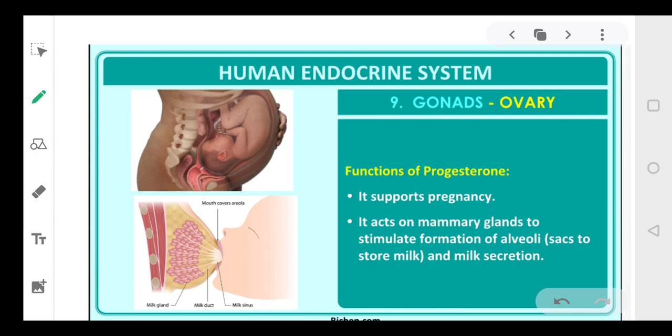Now coming to the functions of progesterone. Progesterone is also a very, very important hormone, and it performs 2 very important functions. First, it maintains the pregnancy. The child grows inside the womb of the mother for 9 months, so pregnancy is maintained by the level of progesterone. Secondly, once a child is born, the production of milk in the mammary gland is also stimulated by this hormone. So it supports the pregnancy, and secondly, it helps in milk secretion after the birth of the child.